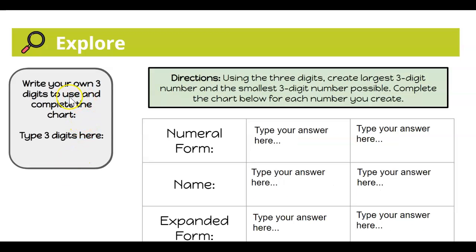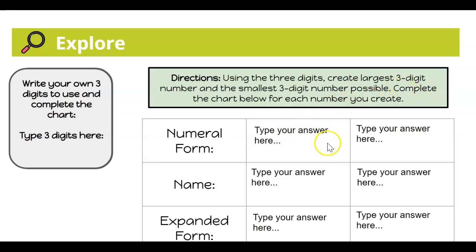Okay, so on our next slide here, I want you to create and write your own 3 digits to use and complete the chart using the same strategy that we just used on the previous slide. And you're going to do the same thing with whatever numbers that you write right here. It's going to be 3 digits. You're going to use those 3 digits to create the largest 3-digit number that you can, and also the smallest 3-digit number that you can.